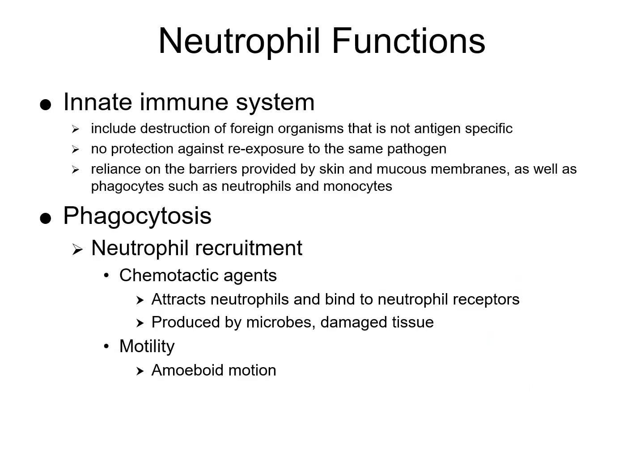So, neutrophil functions. It plays a role in the innate immune system. Just as an overview, the innate immune system provides a first line of defense against foreign organisms. It is not antigen specific, meaning it does not target specific pathogens. It offers no protection against re-exposure. The response is the same each time the pathogen is encountered. This will rely on physical and chemical barriers and cellular components to prevent and eliminate infections.